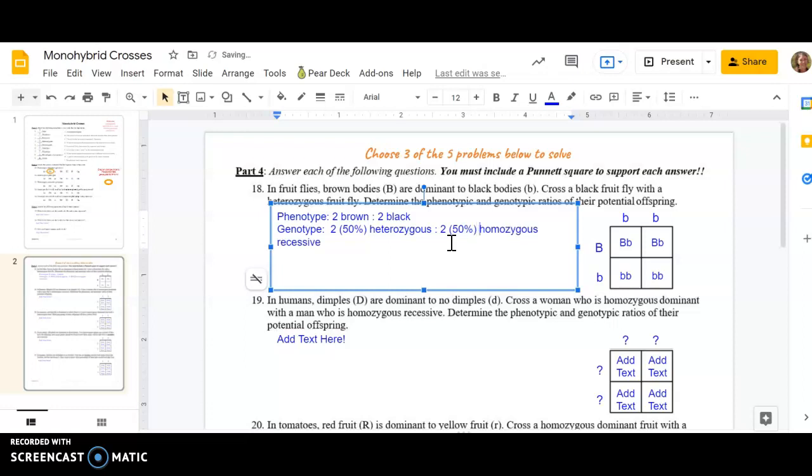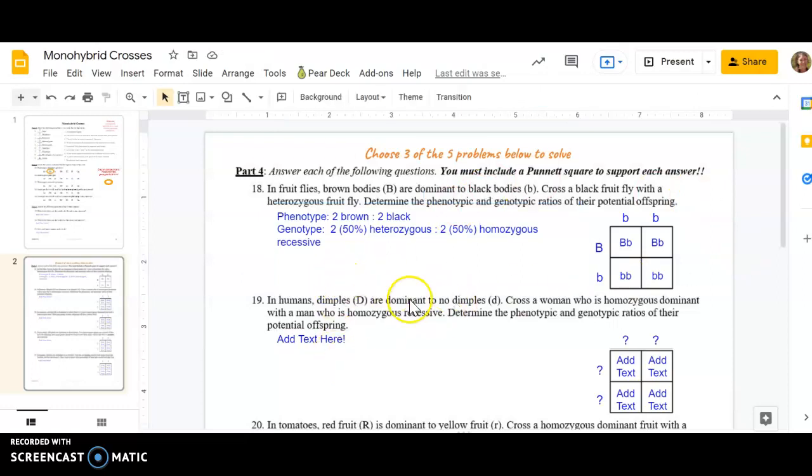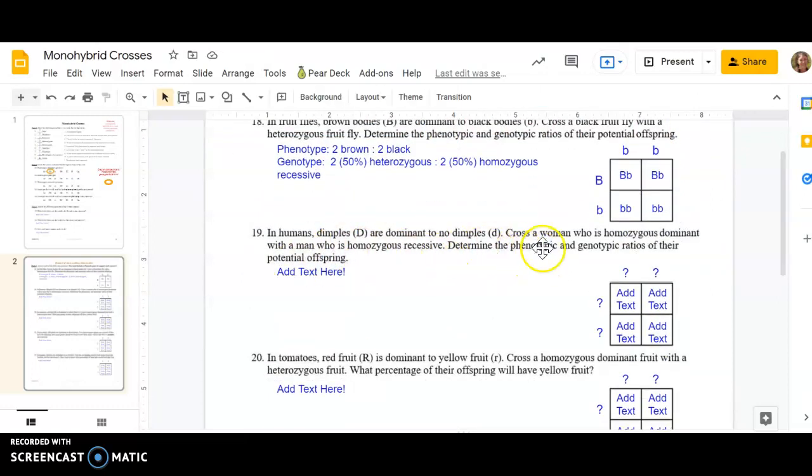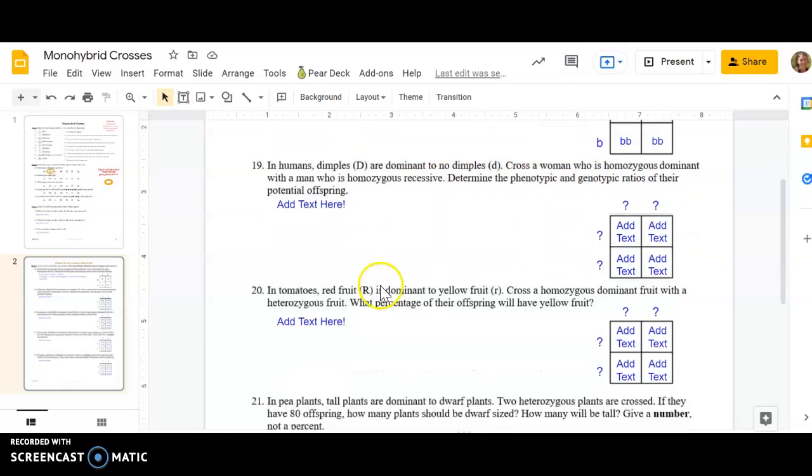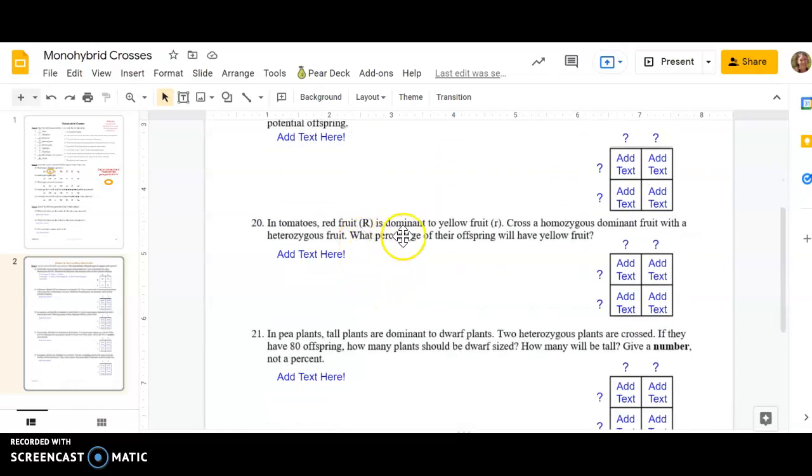It's like a 50-50, so you have a half a chance of getting a black fly or a half a chance of getting a brown fly, but it's up to you what you want to do. And then you're going to solve 2 more of those. Read the questions carefully because some of them are asking you for those ratios, whereas some of them, like this one, says what percentage of their offspring will have yellow fruit. And so it doesn't care about the rest of it, it just wants you to interpret it.